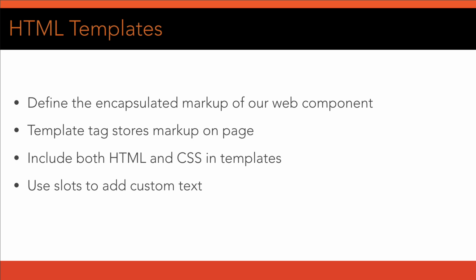So we also have HTML templates. This is how we define the encapsulated markup of our web component on page load. The template tag allows us to store some markup on the page that you can later clone and reuse. So we can include both HTML and CSS in our template. We can also make use of something called slots, which allow us to make the template dynamic and add output to it or add custom text to it.